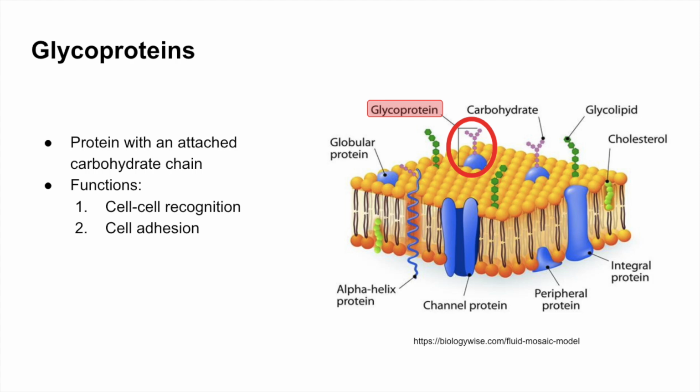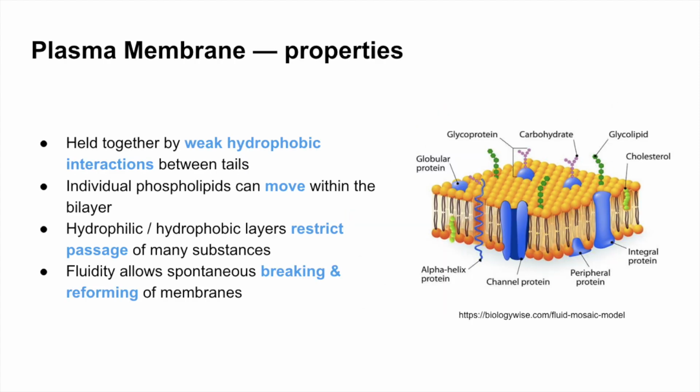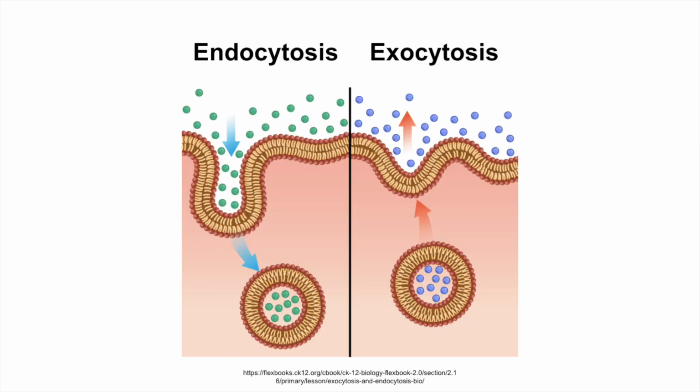All of these components of the bilayer help it get its properties. Let's go over them. The bilayer is held together by weak hydrophobic interactions between tails, and individual phospholipids can move between the bilayer. Both of these give the membrane fluidity and flexibility. Also, the hydrophilic and hydrophobic layers restrict the passage of many substances. And lastly, the fluidity allows for spontaneous breaking and reforming of the membranes, also known as endocytosis and exocytosis.